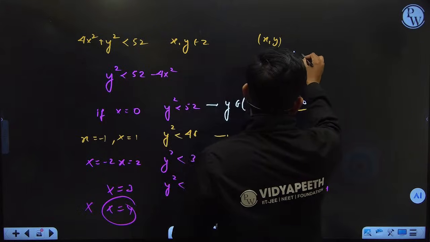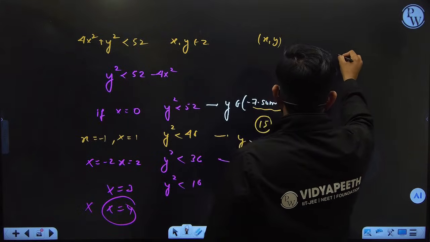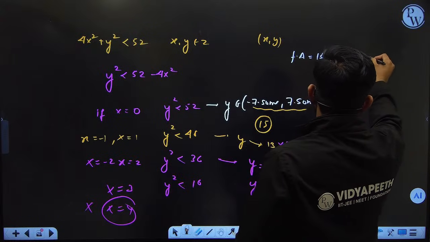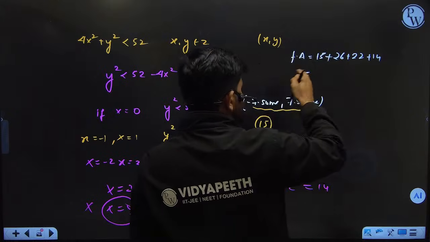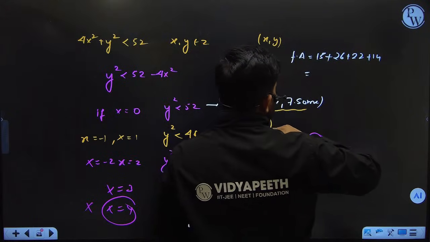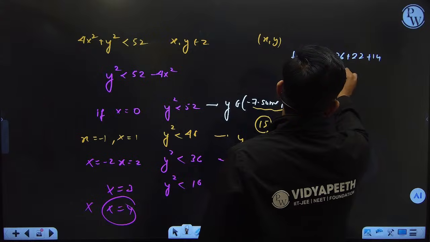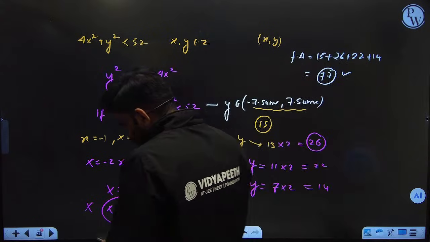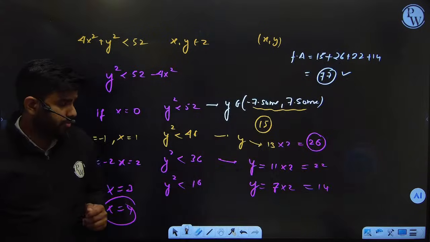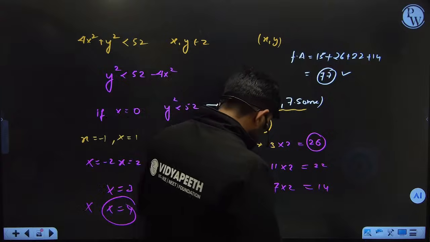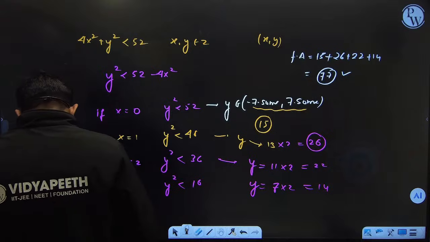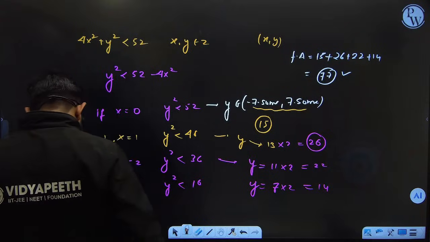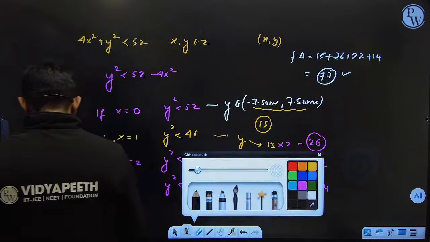So just add all the points. The final answer is going to be 15 plus 26 plus 22 plus 14. So 15 plus 26 is 41, and 41 and 36 is 77. So 77 will be the correct option. Okay, 77 will be the correct answer. Fine.